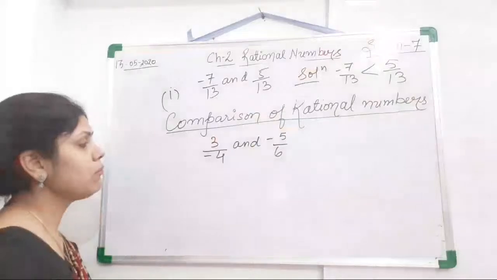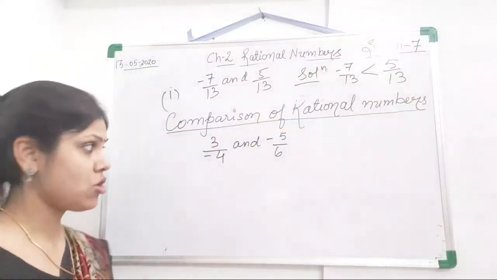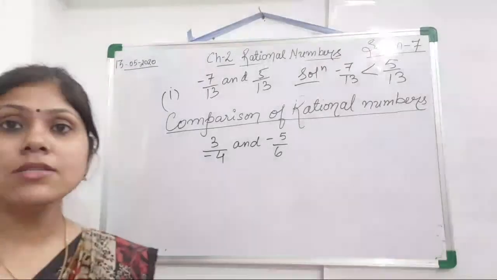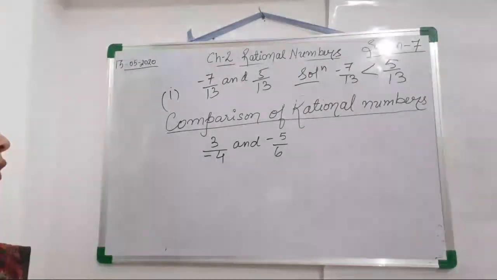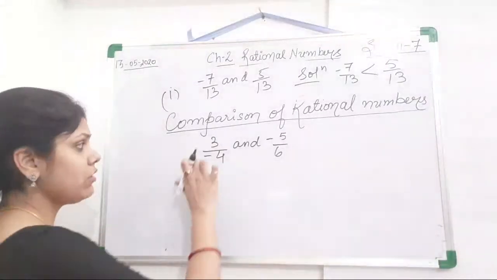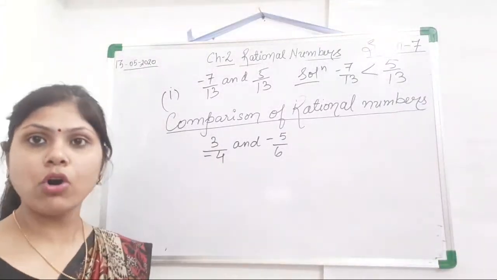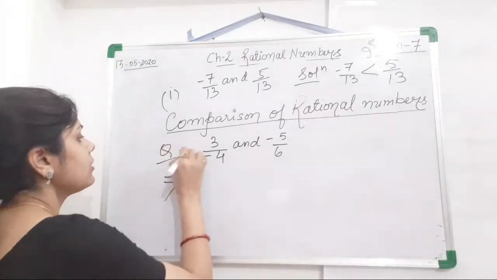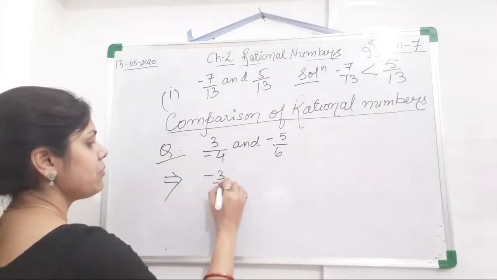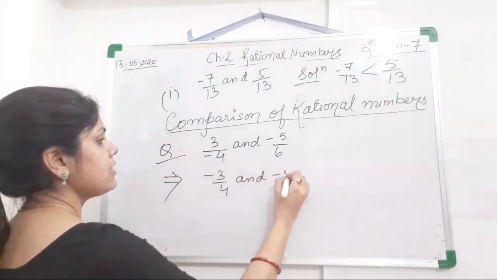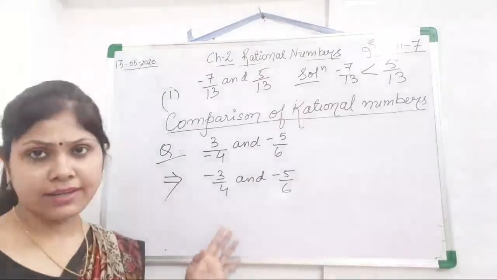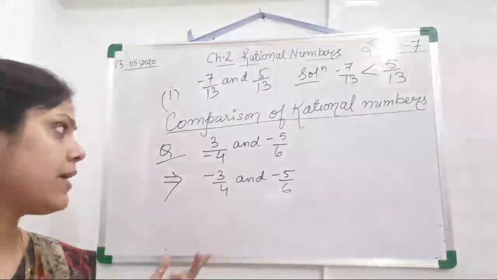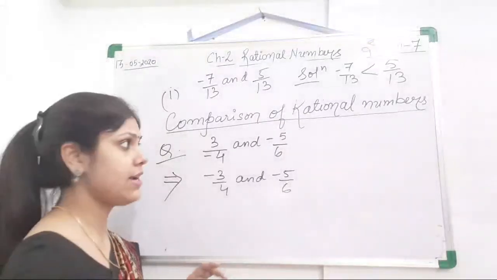So 3 upon minus 4 and minus 5 upon 6. Now you can see how to compare, because in the denominators both numbers are different. First thing you will do is make the denominator positive. That means this can be written as minus 3 upon 4 and minus 5 upon 6. I am doing it directly. You can also do it directly, because 3 upon minus 4 is there. That means we have multiplied. If you are not able to understand, I am explaining it here.